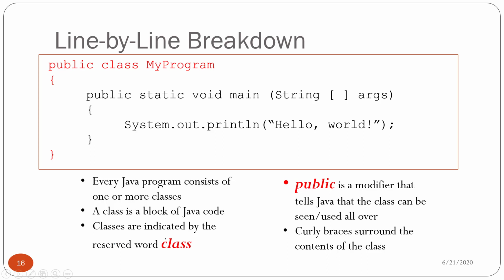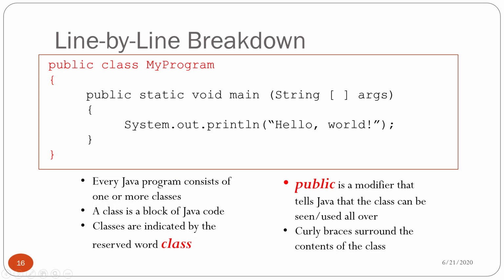Classes are indicated by the reserved word class. Now public is a modifier, a keyword which belongs to the modifier category that tells Java that the class can be seen or used all over. So in Java we have this control. When we are writing a program, we can control who can access it. This is a very strong feature. You can protect your program from being accessed by other people.